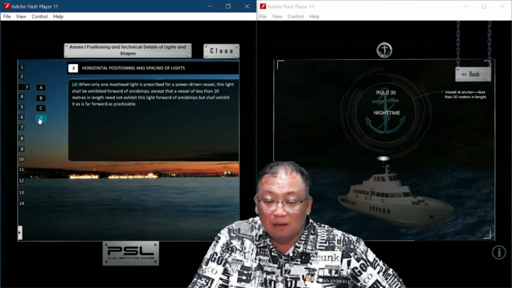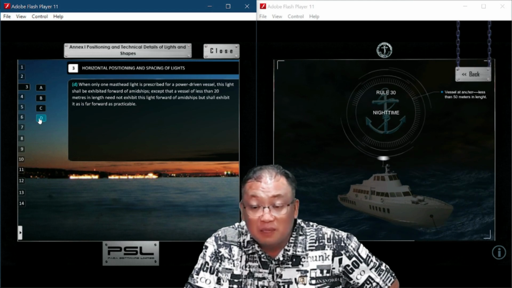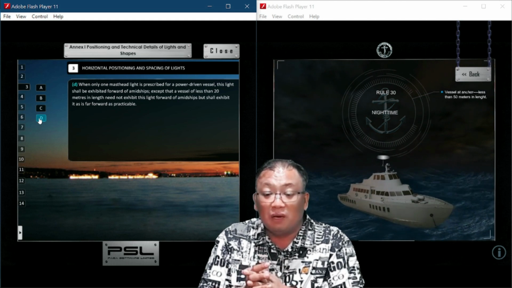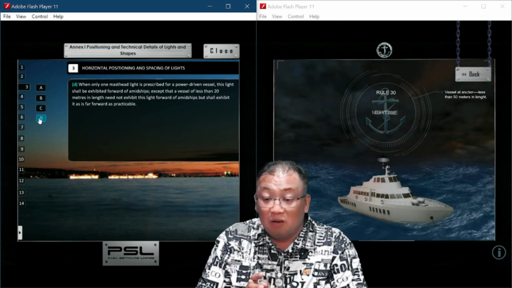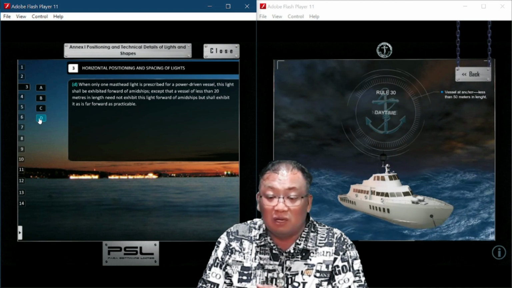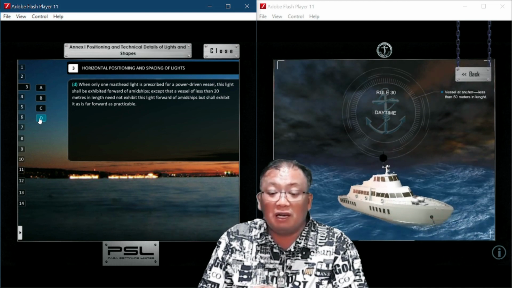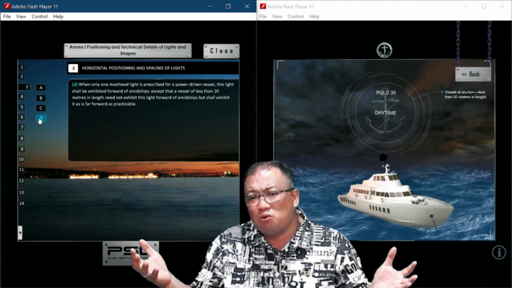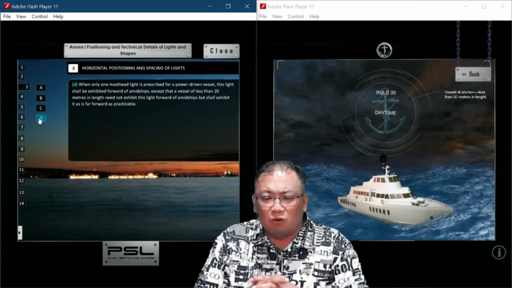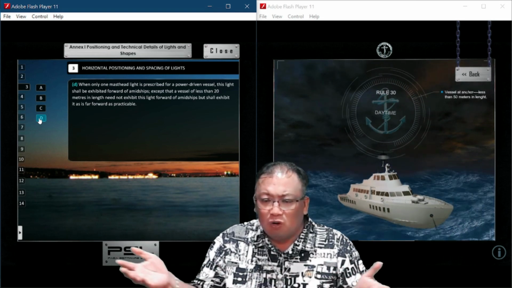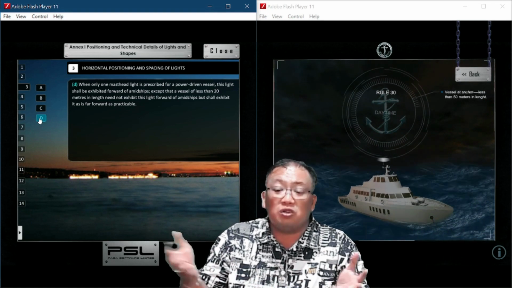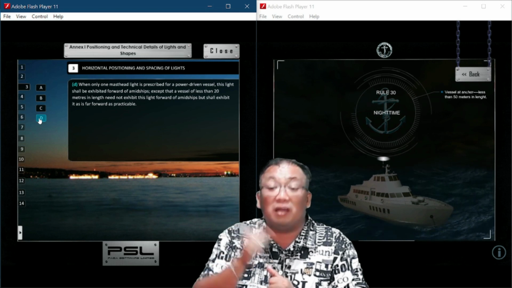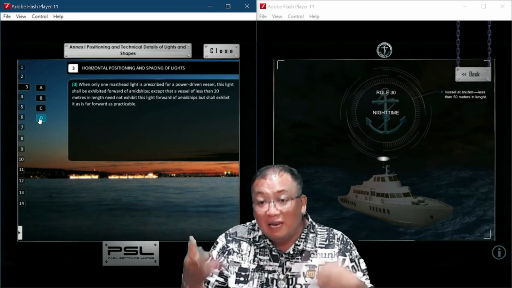3 delta. When only one masthead light is prescribed for a power-driven vessel, this light shall be exhibited forward or amidship, except that a vessel of less than 20 meters in length need not exhibit its light forward or amidship, but shall exhibit it as far forward as practicable. If you're less than 20 meters, the rules only stipulate that you exhibit a light as far forward as practicable. It's a lenient rule on that.